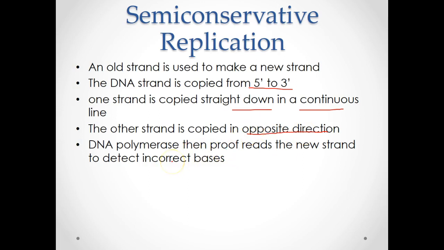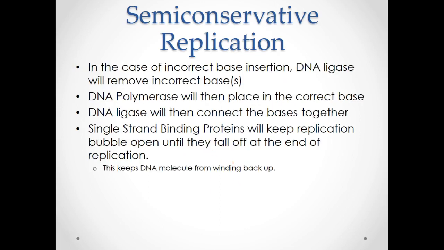DNA polymerase then proofreads the new strand to detect incorrect bases. This would be DNA polymerase 1. Remember there were 2. DNA polymerase 3 comes first, DNA polymerase 1 comes second. Remember, DNA polymerase 1 is the proofreader, which tells you exactly when it comes. It comes second. You don't proofread first, you have to write first. You proofread second. In the case of incorrect base insertion, meaning we put the wrong bases down, when we should have had an A, we put a G, or when we should have had a T, we put a C.